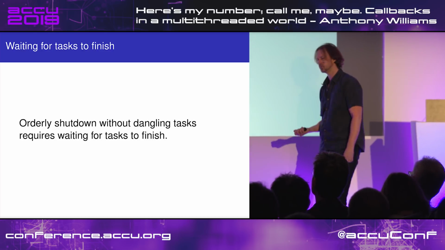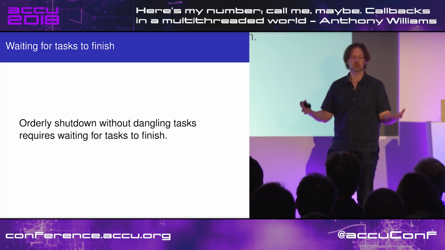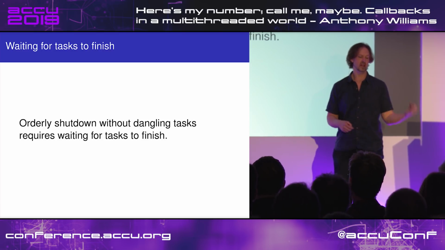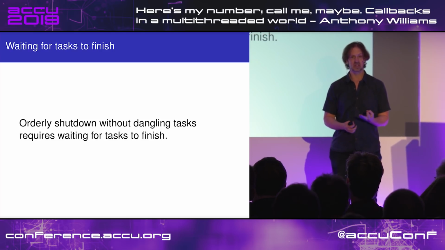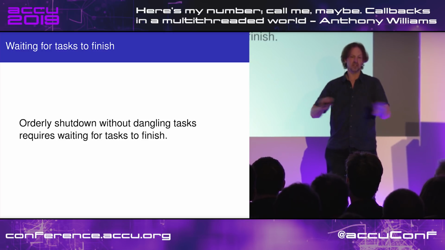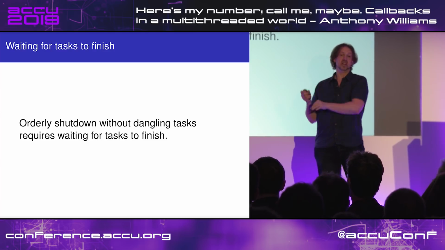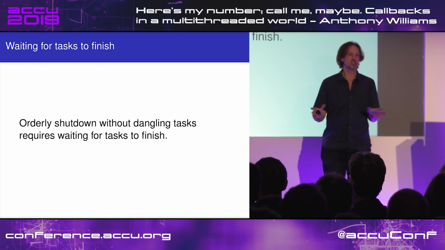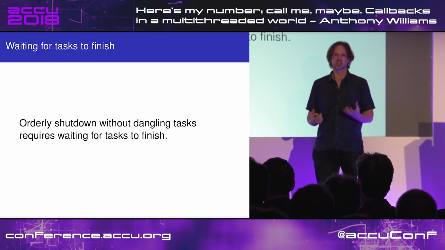Okay, so if we're going to try and shut down our task-based system in an orderly fashion, and we don't want dangling pointers and we don't want dangling tasks, then we're going to have to wait for our tasks to finish. It really comes down to that. If you want to make sure that everything's done and dusted and everything's finished properly, you're going to have to wait for it. Obviously, we want to signal our tasks to shut down so that they shut down as quick as possible. We want to avoid spawning new tasks so that we don't have to wait for them too, but we do need to wait for everything to finish if we want to shut down in an orderly fashion.